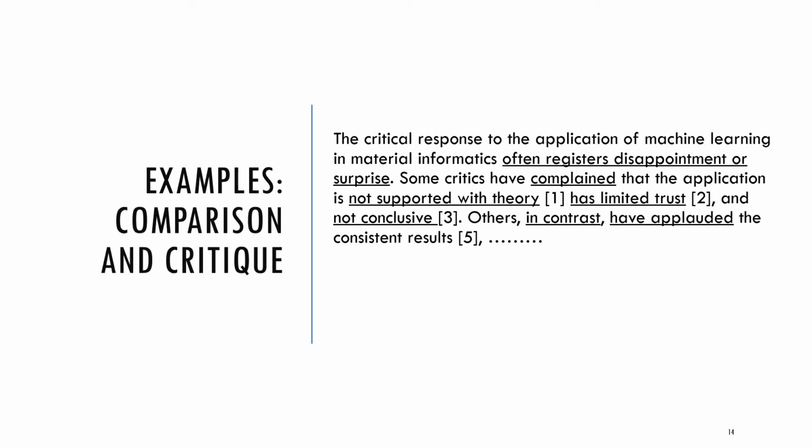Examples for comparison and critique. This is a dense one, where somebody has done a lot of work, and now we're combining everything together and comparing. You can see lots of references in a small statement. This usually reflects a deep review, because it's not how much you write, it's how condensed and how focused you are. The critical response to the application of machine learning in material informatics often registers disappointment or surprise. We're criticizing, we're giving our views. Some critics have complained that the application is not supported with theory, reference 1, has limited trust, reference 2, and is not conclusive, reference 3. Others, in contrast, have applauded the consistent results. So you can see lots of references being fused in one statement or two statements.